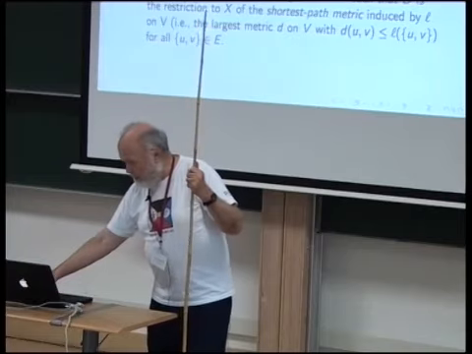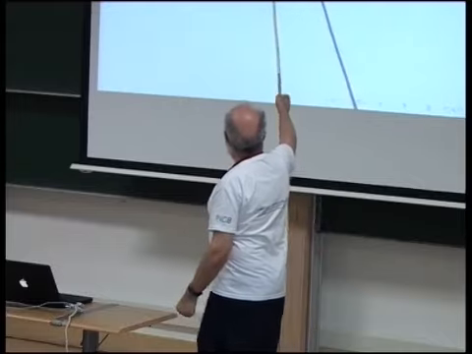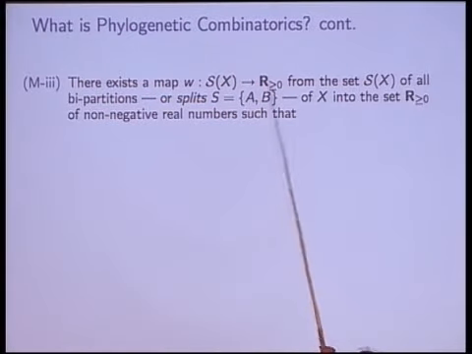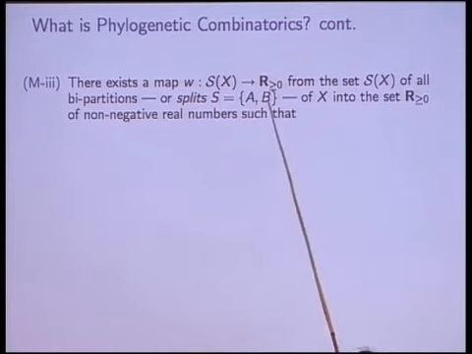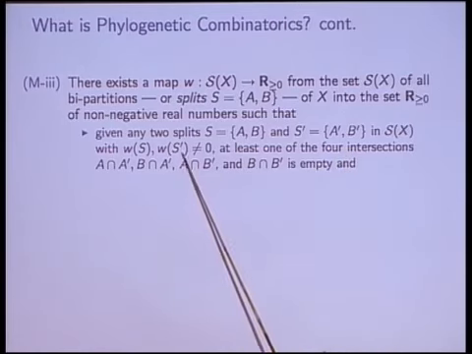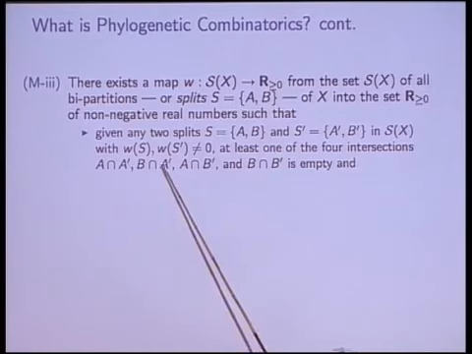Maybe not quite familiar. Next, there exists a map W from the set of all splits or bipartitions AB of X into the set of non-negative real numbers, such that given any two splits S and S prime with positive weights, at least one of the four intersections, A intersected A prime, B intersected A prime, A intersected B prime, B intersected B prime, is empty. You know, this is it.